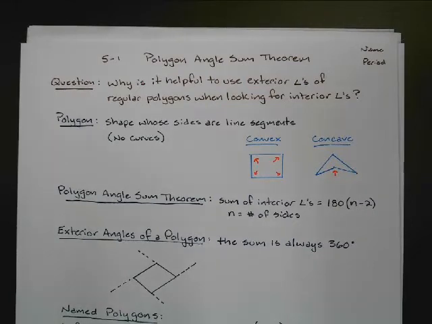All right, Math 2, here we go. We are now in Unit 5. So here's Lesson 5-1, the Polygon Angle Sum Theorem. This unit is mostly going to cover quadrilaterals. Those are polygons with 4 sides.